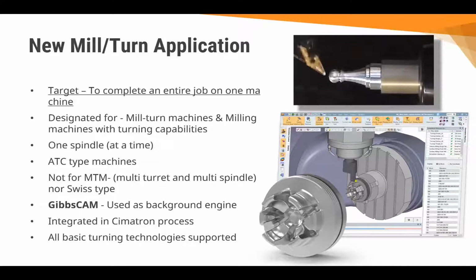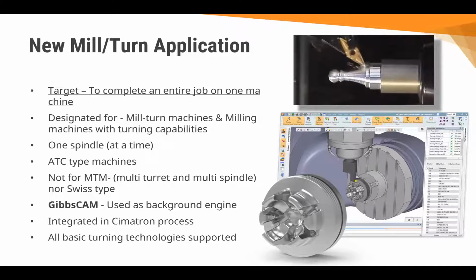So to look at the mill turn application, which is something very new, we have a target to complete the entire job in one machine operation. It's designed for mill turning machines and milling machines with turning capabilities. It's a one spindle system as such at this moment. It's an ATC type machines, but it's not meant for multi-turret machines or Swiss machines.